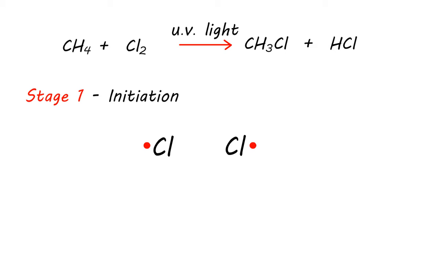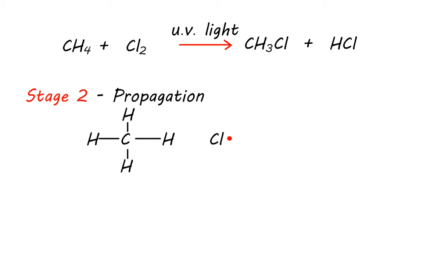Radicals are very reactive. The next stage is the propagation stage, which are two repeated steps that build up the chain reaction. This is the stage where the two products are formed as well as further radicals. The first propagation step involves the reaction of the alkane, in this case methane, with the chlorine radical. One of the products, hydrogen chloride, is formed along with an alkyl radical.